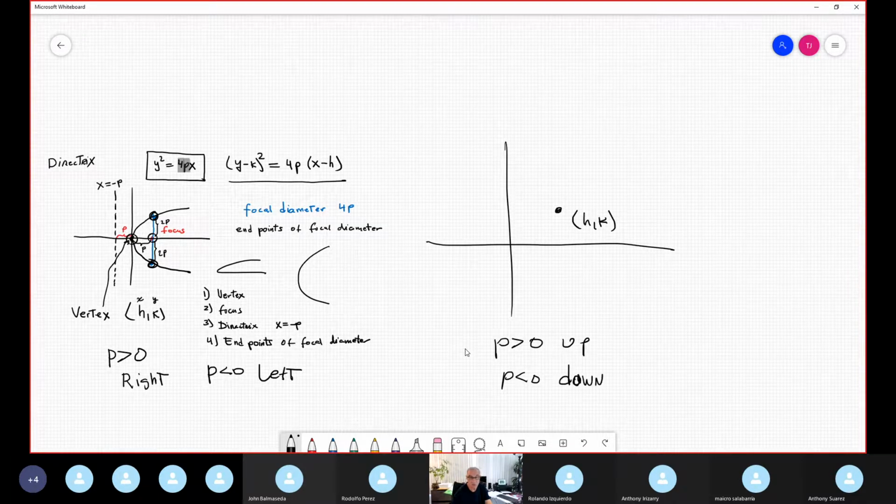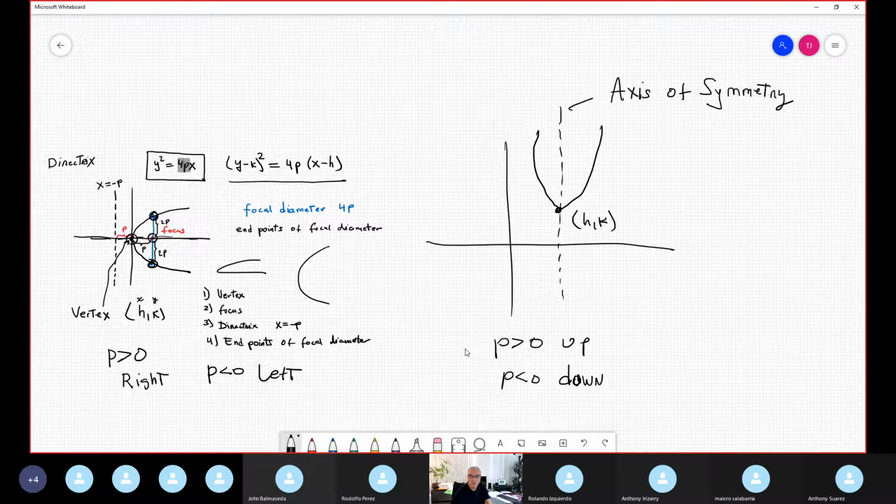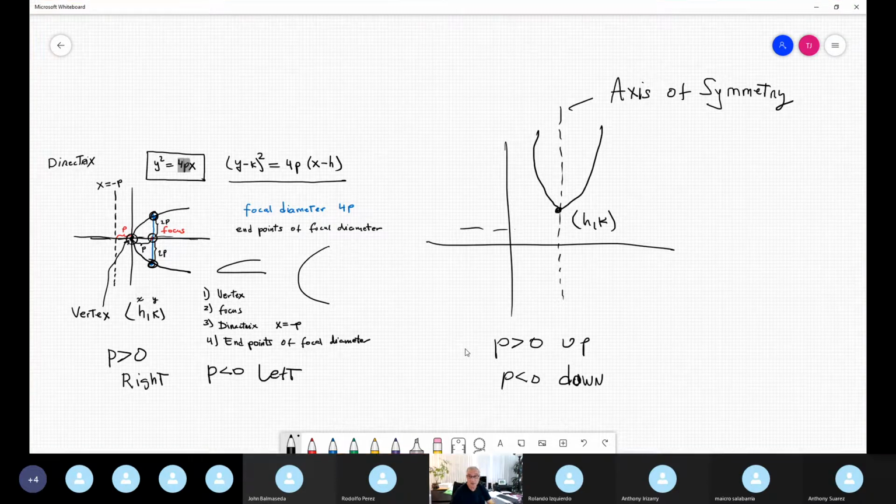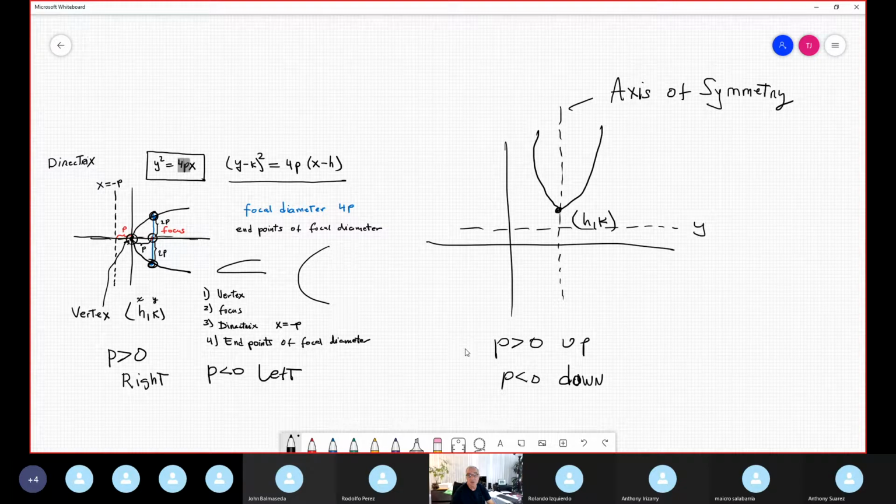Suppose that P is positive, opens up. And we have here the axis of symmetry. I forgot to say that. This is the axis of symmetry of the parabola. We have the directrix, in this case a horizontal line, y equals something, y equals b. But the important thing, depending on P, is the distance from the vertex to the focus.